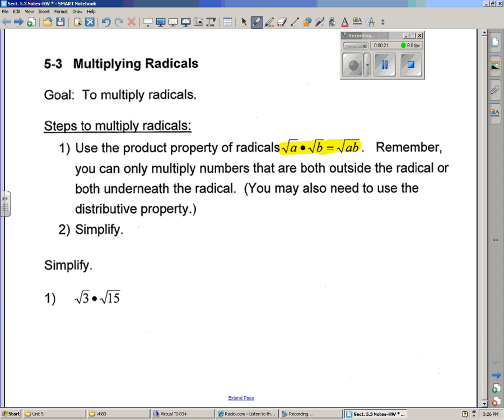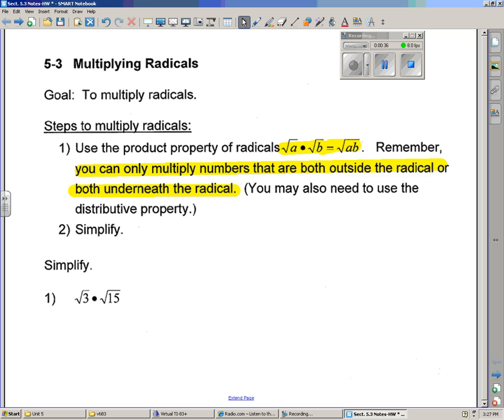radical. So the idea is, remember though, you can only multiply numbers that are both outside the radical, or you can only multiply numbers together that are both under a radical. You might need to use a distributive property, and as always, make sure that you simplify your answer.